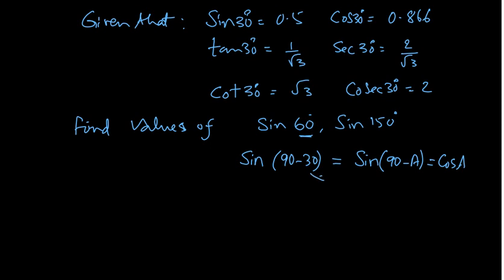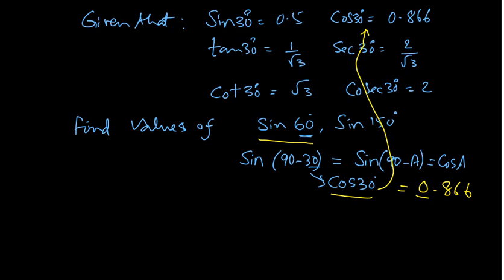So here is the formula we had, no, complementary angles. Here A is 30, so this is cos 30. And I look for whether cos 30 I do have here. Yes, cos 30 is given here. Therefore, this value is 0.866. So I found out sine 60 equals 0.866. Want me to repeat or you understood? So sine 60 is what we wanted to find.